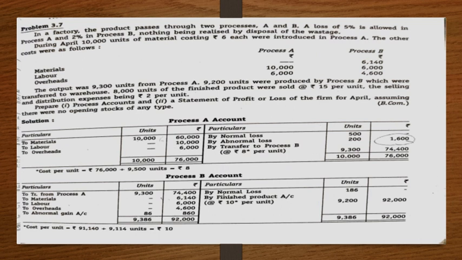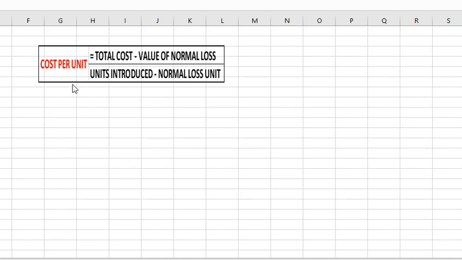So we will be calculating using the same formula. I will show the calculation in your Excel format, where I've pasted the formula. Cost per unit for abnormal loss is equal to total cost minus value of normal loss, divided by units introduced minus normal loss units. Here we have the total cost. We don't have the value of normal loss. We have units introduced and normal loss units.